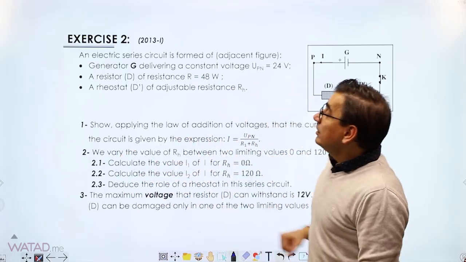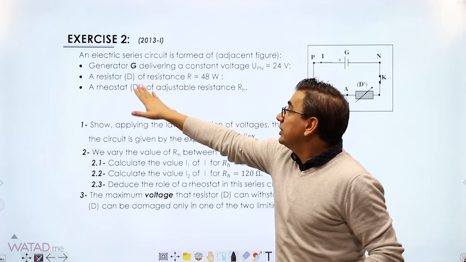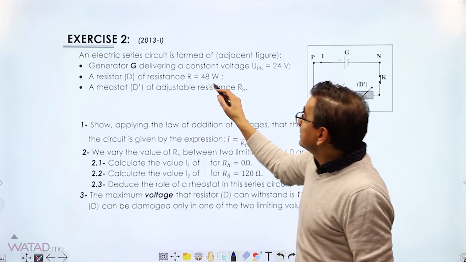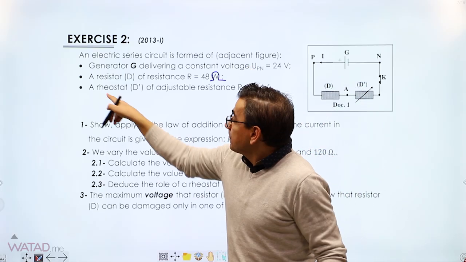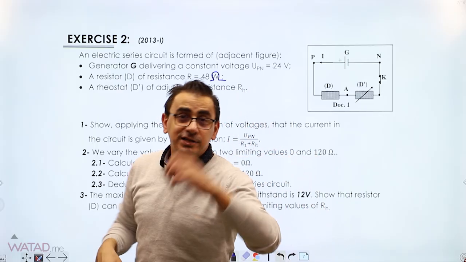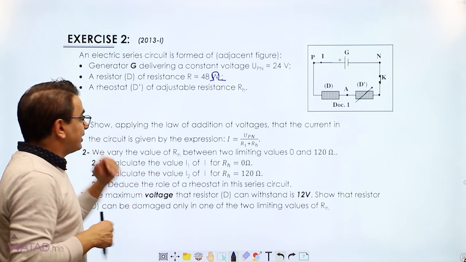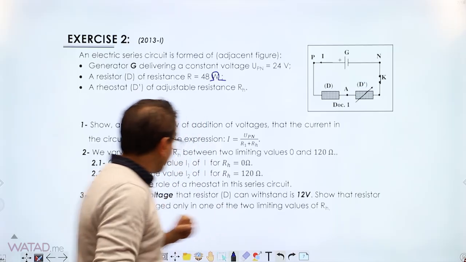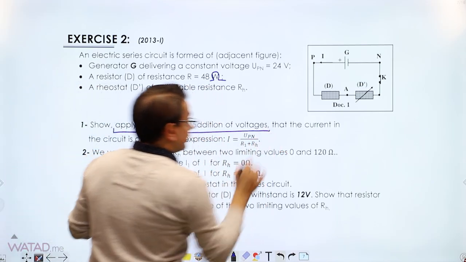So we have an electric series circuit formed as in the adjacent figure: a generator delivering a constant voltage of 24 volts, a resistor of resistance R equals 48 ohms, okay, this is a typing mistake, and a rheostat D prime of adjustable resistance RH. This is nice, an approach using rheostats. Show, applying the law of addition of voltages, that the current in the circuit is given by the expression I equals UPN over R. This is nice. Okay, and we need to use the law of addition of voltages, great.